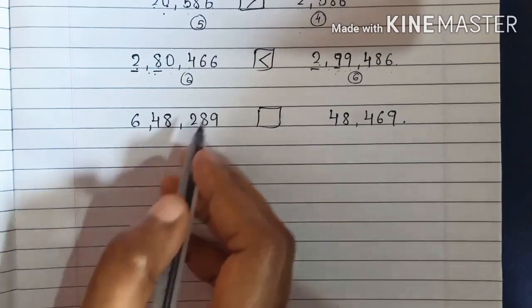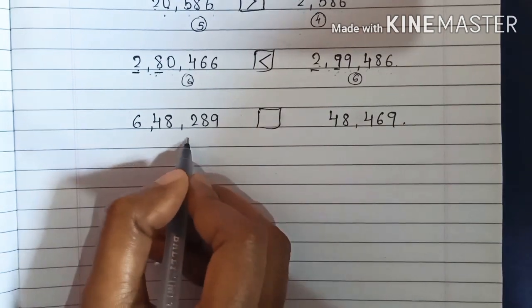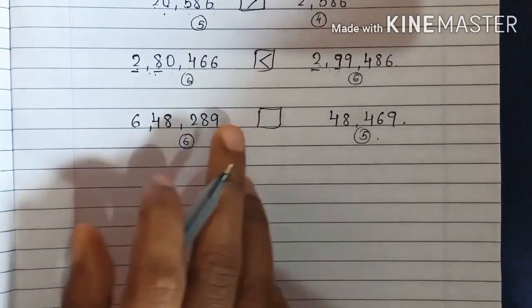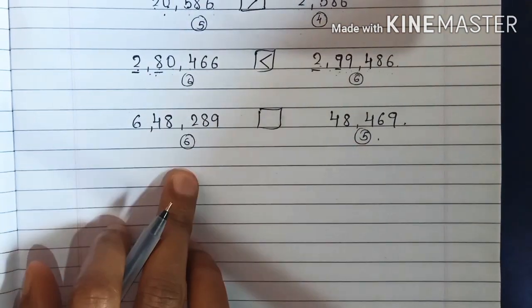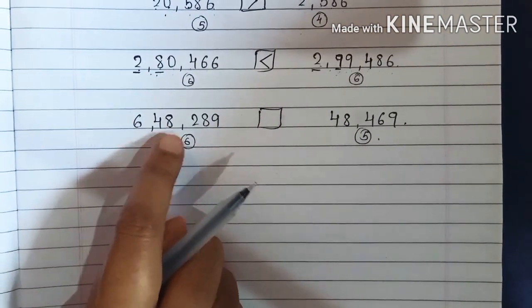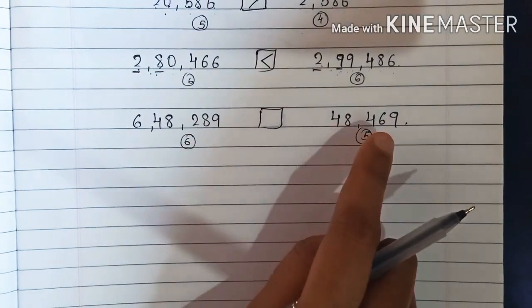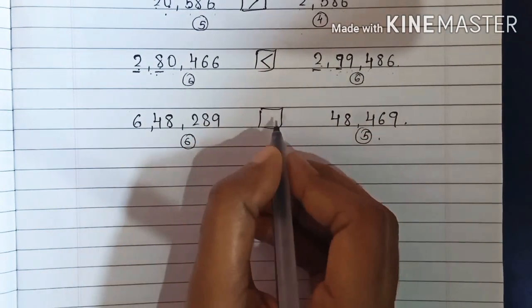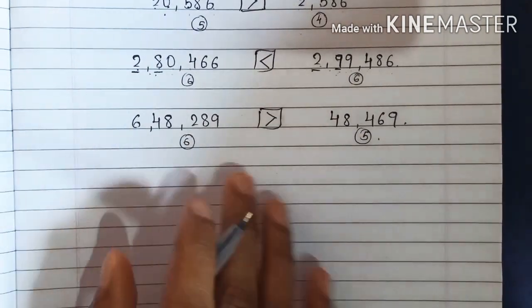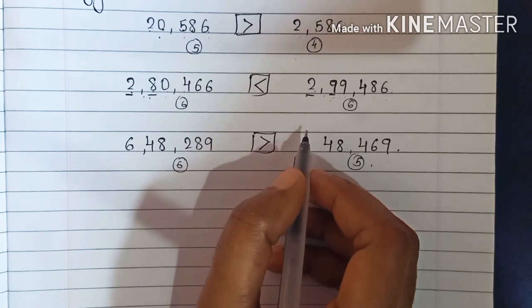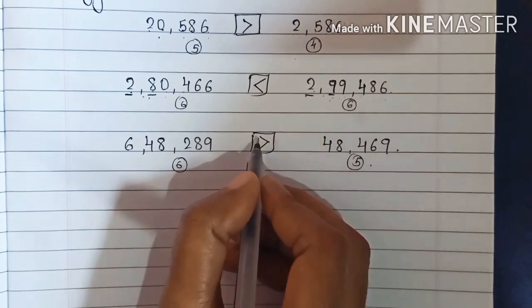Okay, just see the third one. Here the number of digits is 6, and here the number of digits is 5. That means this number is greater. This 6,48,289 is greater than 48,469. So put the greater sign this side. Whichever the greater number is there, that side you will put the greater sign.